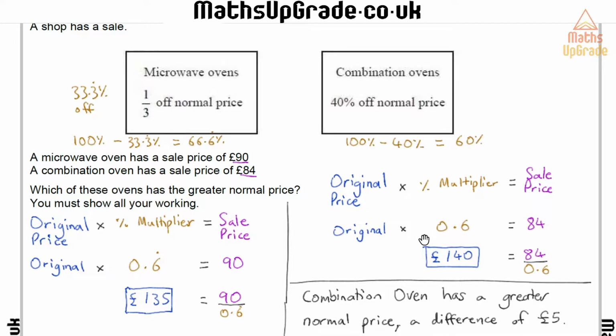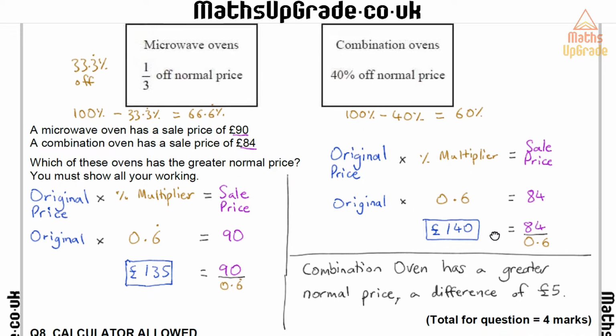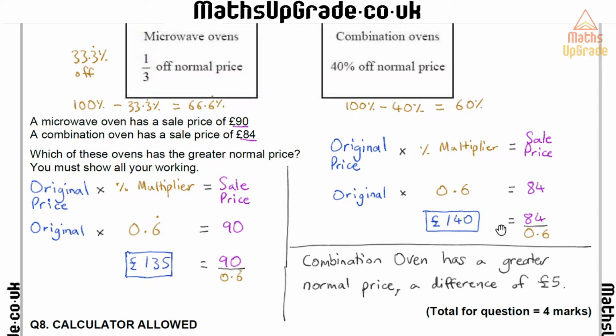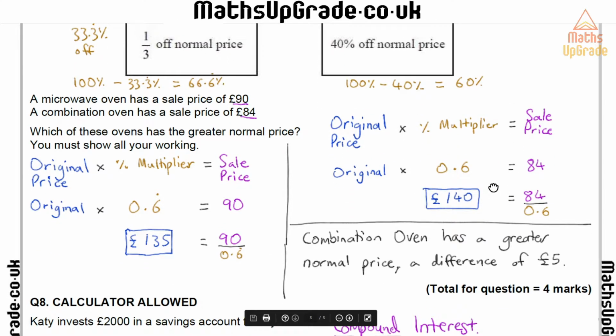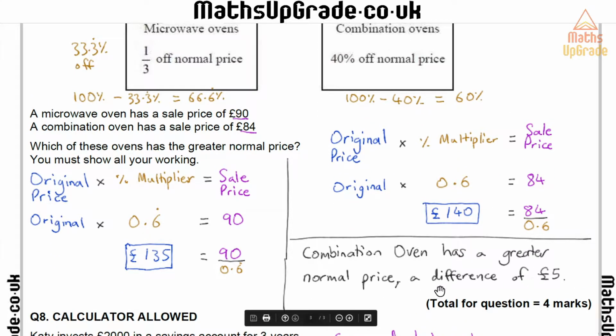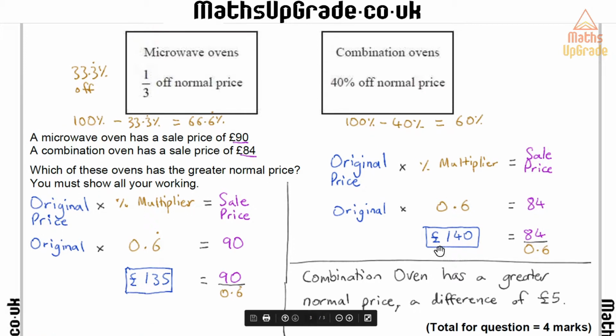Again, the inverse is divide. I'm going to do the sale price, 84, divided by 0.6, which gives me 140. So which of these ovens has the greatest normal price? The greatest normal price is given by this type of oven here, the combination oven. And I've even told the difference here of £5. You know the answers are probably correct here because they're very close to each other, so that gives a good indication that I've got it right.